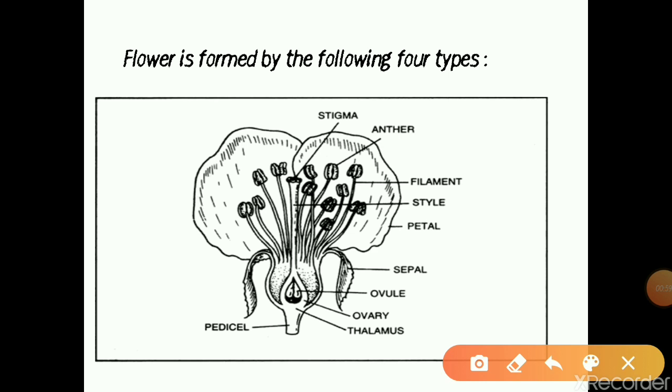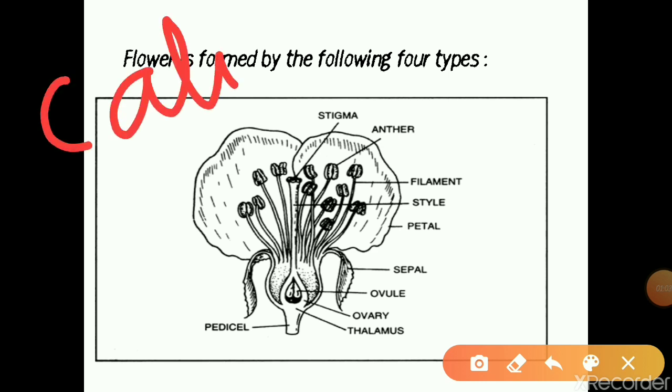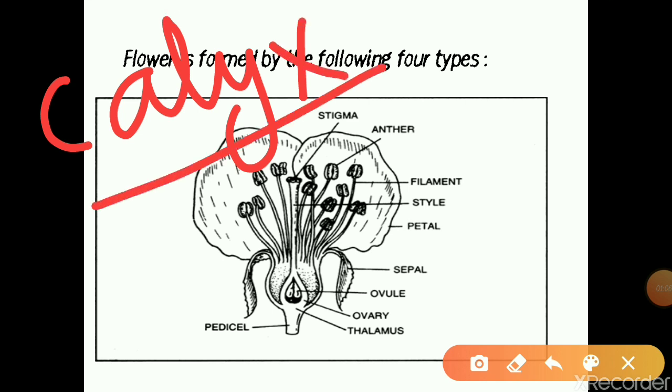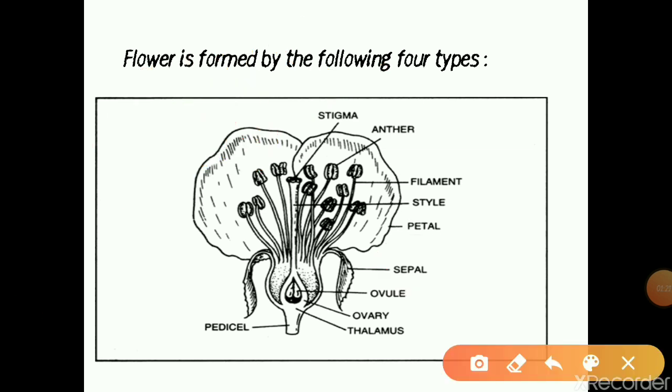Firstly we'll be talking about calyx. The group of sepals is known as calyx. Calyx protects the flower in bud form. Clear, students? Next is corolla.